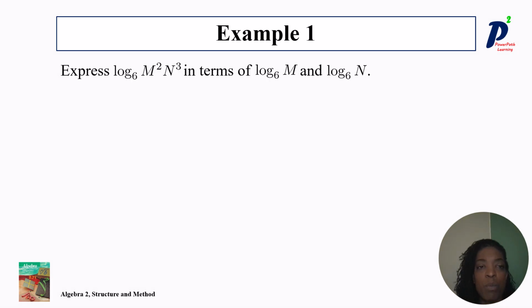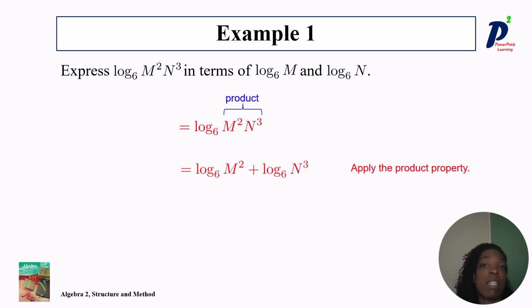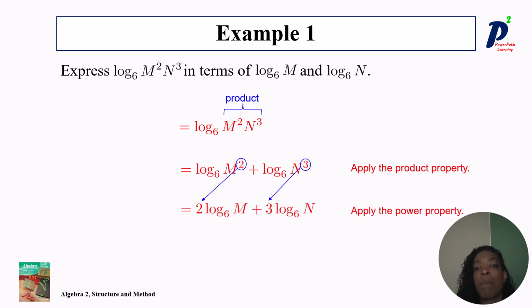So for our first example, we need to express log base 6 of m squared n cubed in terms of log base 6 of m and log base 6 of n. So this is an expansion problem, and we need to break the expression down further. First, I see that m squared and n cubed are being multiplied by each other, so I'm going to use the product property, split them up, and write them as a sum. Then I see that both terms have exponents, so I'm going to drop those down in front using the power property. And we can't really expand anymore, so we're done.